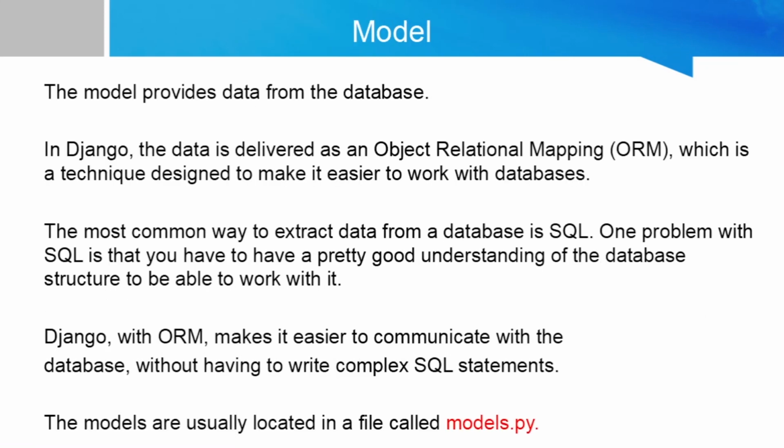So let's begin by tackling the model. The model provides data from the database, and in Django, data is delivered as an object relational mapping, that is ORM, which is a technique designed to make it easier to work with databases. Now the most common way to extract data from the database is SQL. One problem with SQL is that you have to have a pretty good knowledge of the database structure to be able to work with it. But Django with ORM makes it easier to communicate with the database without having to write a complex SQL statement. The models are usually located in the file called models.py.